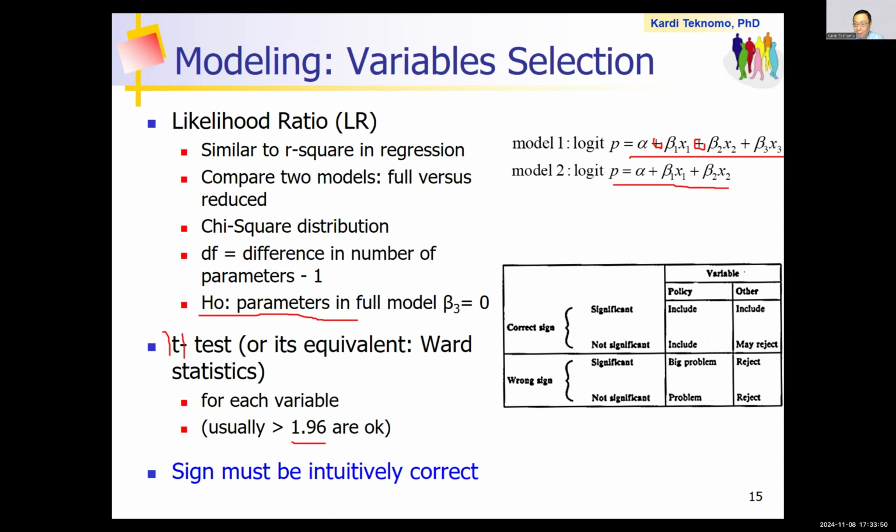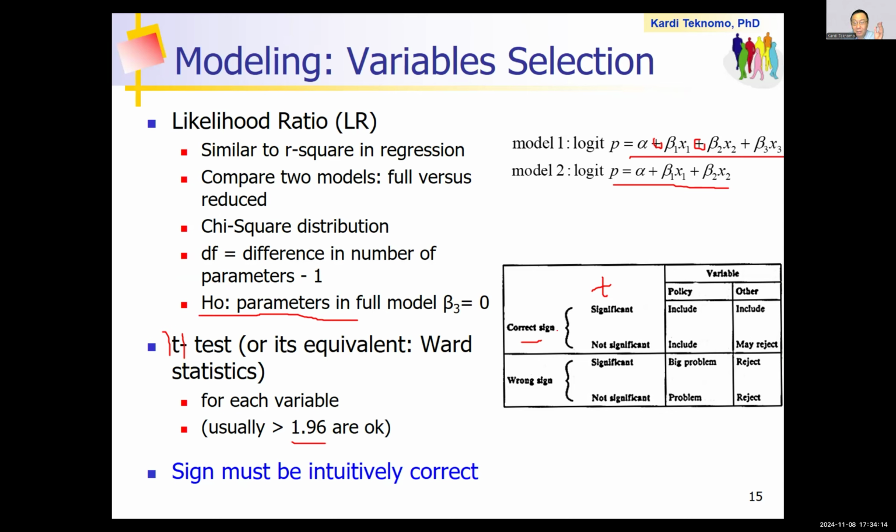Whether some variables should be included or not. So check the sign first. If the sign is correct, then check the t-test. Here is the t-value, whether this is significant or not. So if they are significant, and these are policy variables or not.